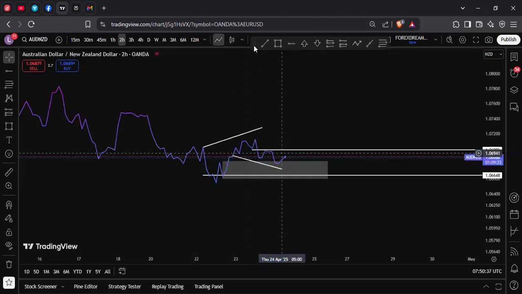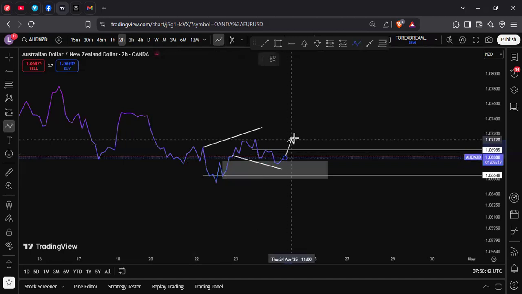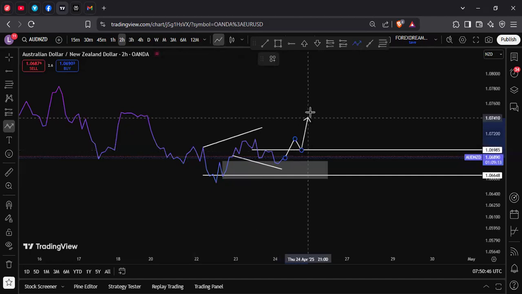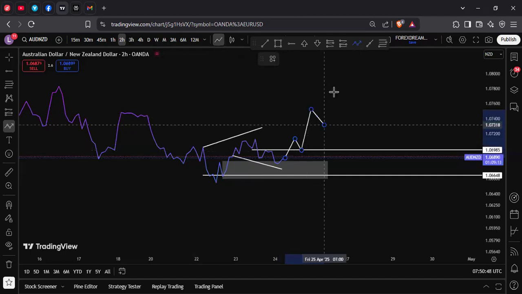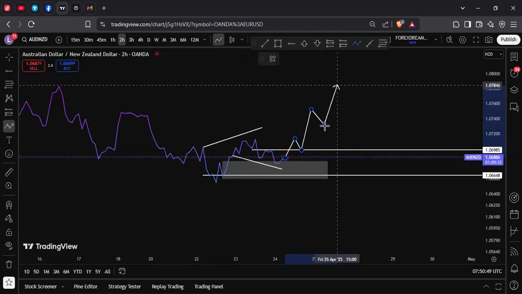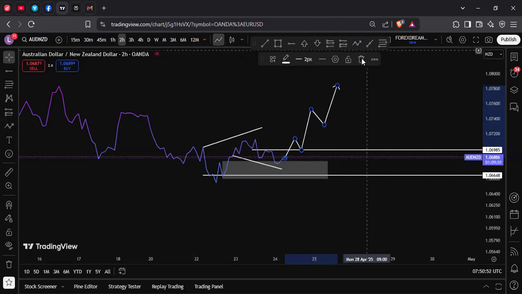They will break the structure like this. Once they break the structure, they'll reach this level and then they will come back and test the structure somewhere here, and then you get in, you continue to the upside with the market. No need to worry. That's how you're supposed to approach the market.